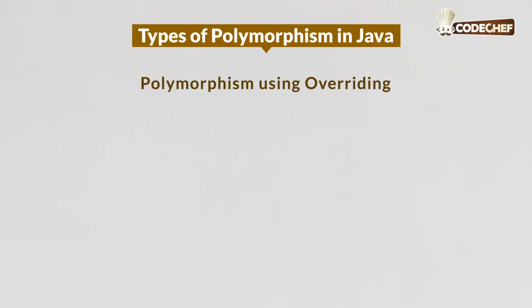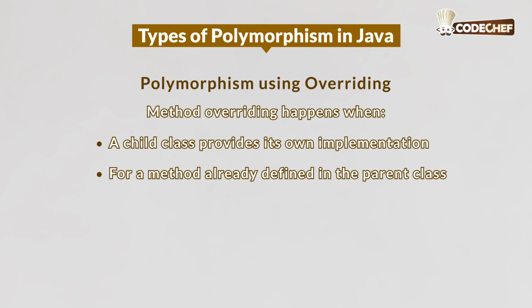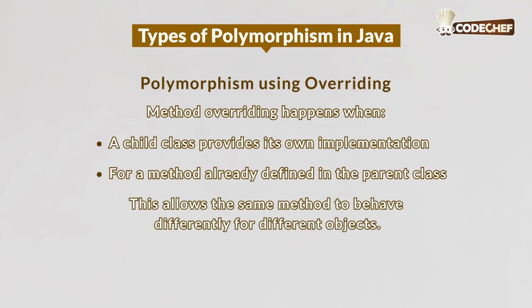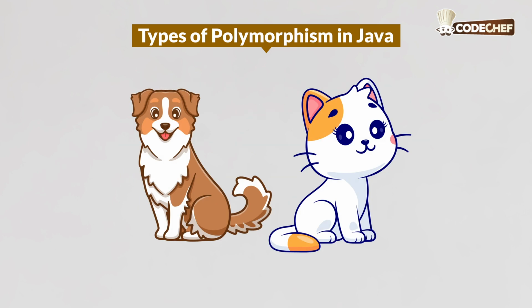Polymorphism using overriding. So basically, method overriding happens when a child class provides its own implementation for a method already defined in the parent class. This allows the same method to behave differently for different objects. Here for example, animal, dog and cat.